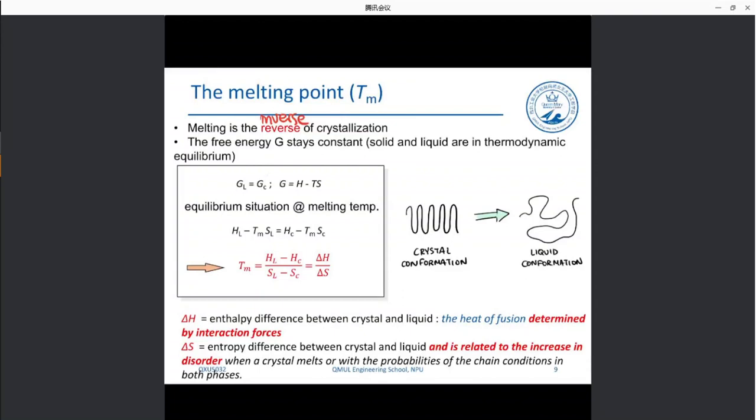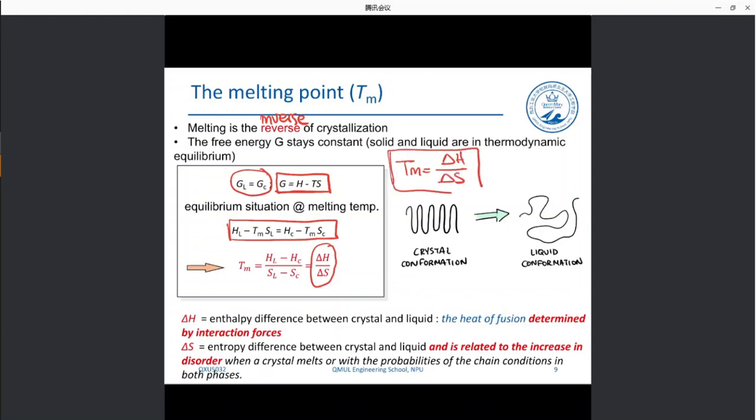So that tells us that the Gibbs free energy is equal, but the Gibbs free energy is given by this very simple equation. The Gibbs free energy equals the enthalpy minus the temperature times the entropy. So if we take this very simple relationship, we end up with this equation: the melting point equals the ratio of the enthalpy over the entropy.